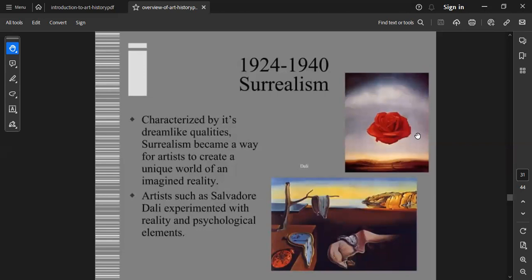Some artists were very good at making portraits and capturing scenic landscape views. Some artists were more into the counterpart of it, which was the imaginary context. They loved to live in the world of fantasy, the world of imagination, and this sect of artists was involved in surrealism, which gave us a kind of utopian setup. Artists such as Salvador Dali experimented with reality and psychological elements, which is very research oriented.